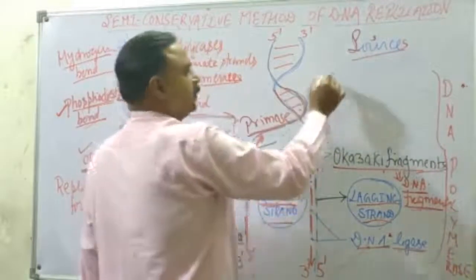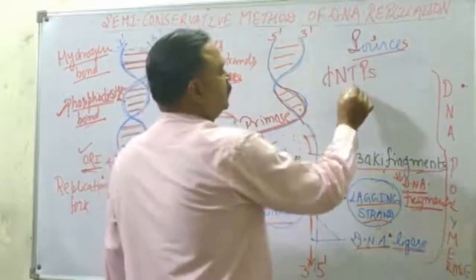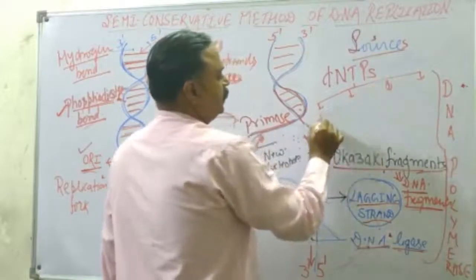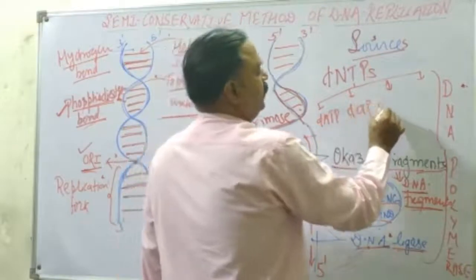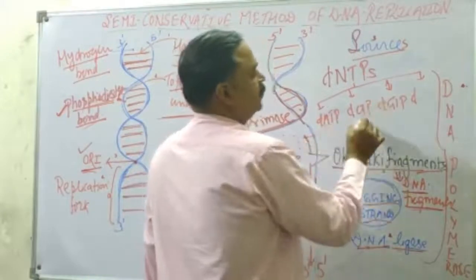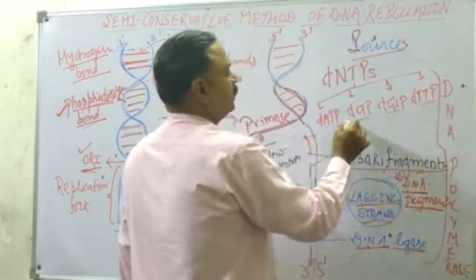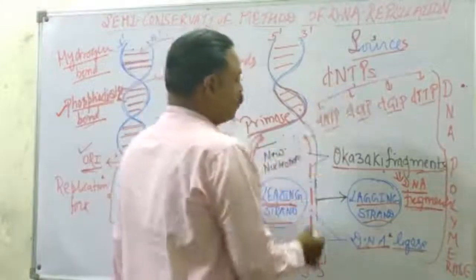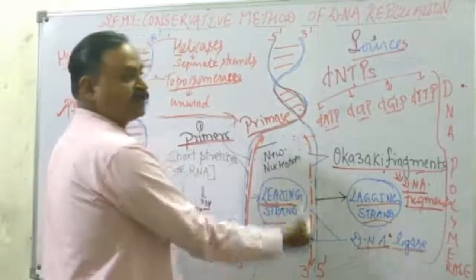Now children, this new strand requires sources. The sources of these small nucleotides are dNTPs. These are the precursors of nucleotides. dNTPs are of 4 types: dATP, dCTP, dGTP, that is deoxy-adenine, cytosine, guanine, and dTTP. These are the 4 sources of these nucleotides. These nucleotides line up and form the new strands.